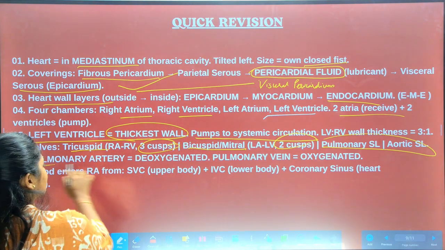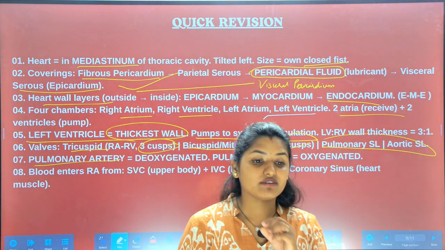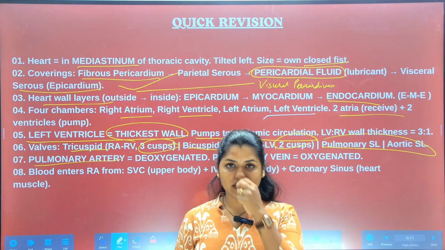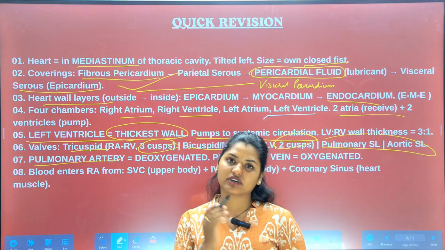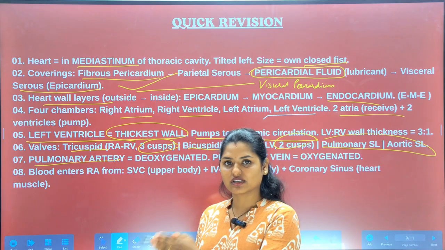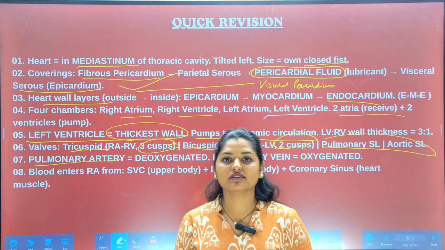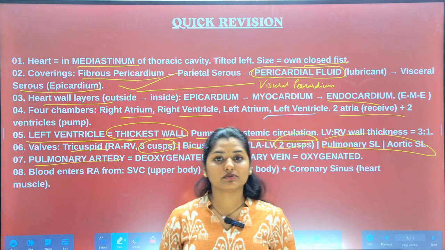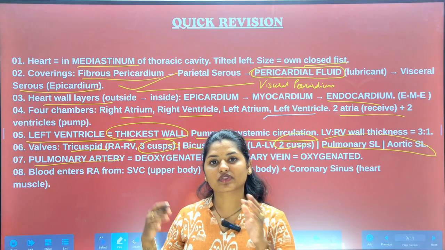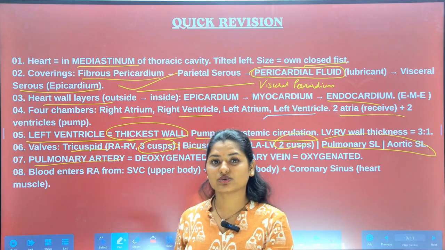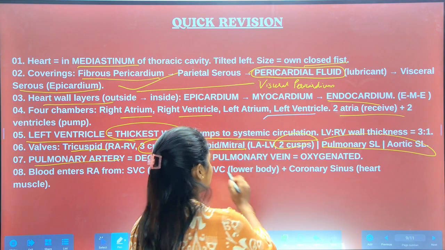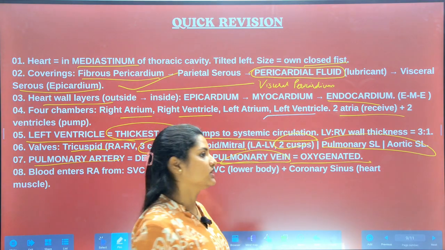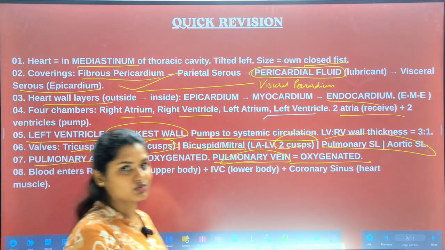And now pulmonary arteries. Here we have pulmonary arteries and pulmonary veins, right? Pulmonary arteries carry deoxygenated blood from the right ventricle to the lungs. Remember, deoxygenated blood from the right ventricle to the lungs with the help of pulmonary arteries. And pulmonary veins carry oxygenated blood from the lungs to the left atrium.